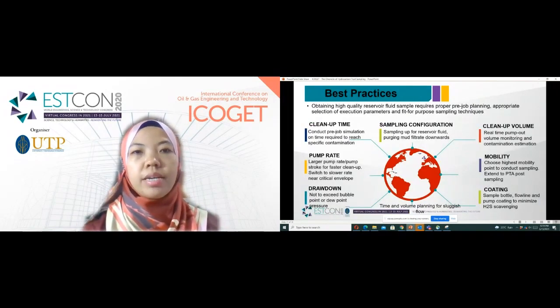So to summarize, here are some of the best practices in reservoir fluid sampling. Pre-job planning is critical to select the best fit-for-purpose downhole tool configuration. Pre-job modeling is also critical to determine the cleanup time required and the fluid contamination level that we want to achieve.